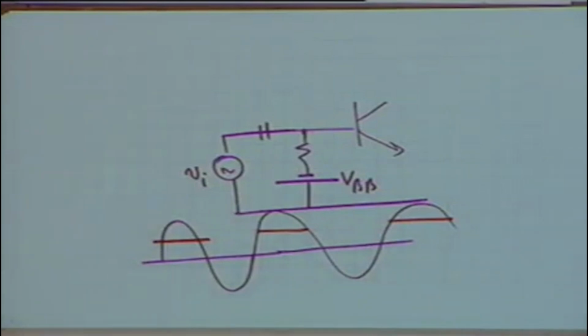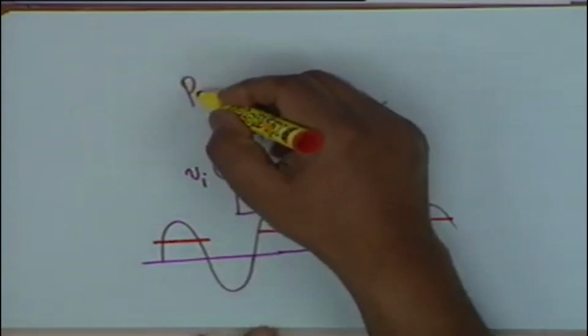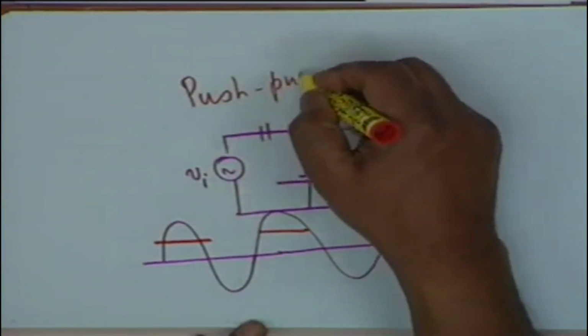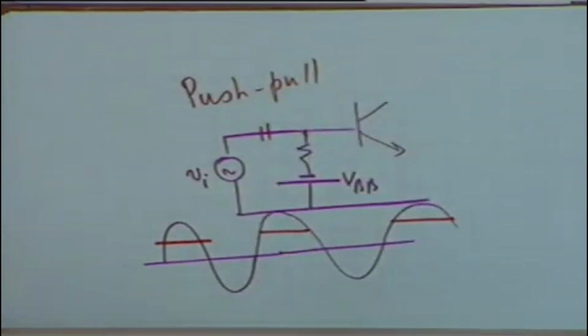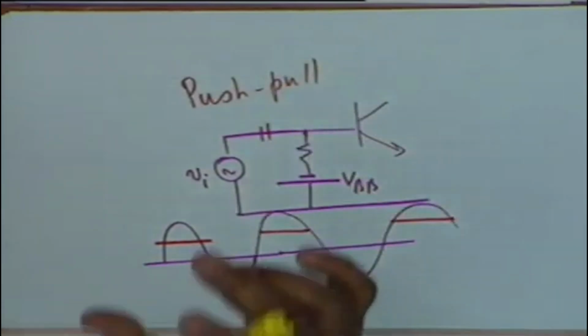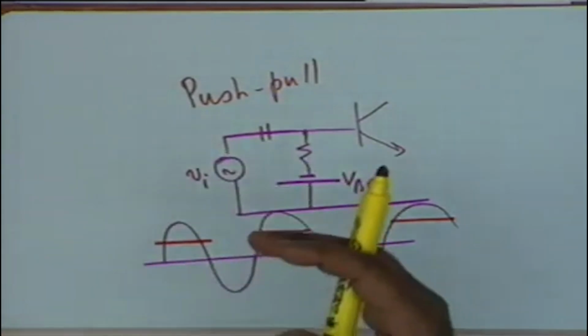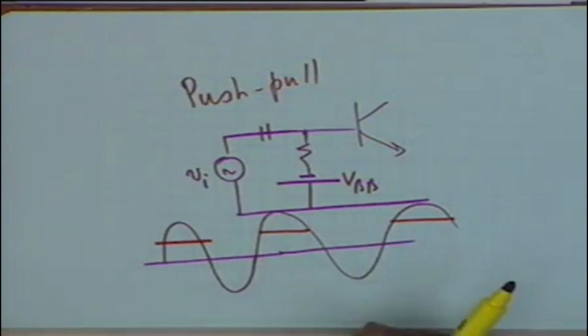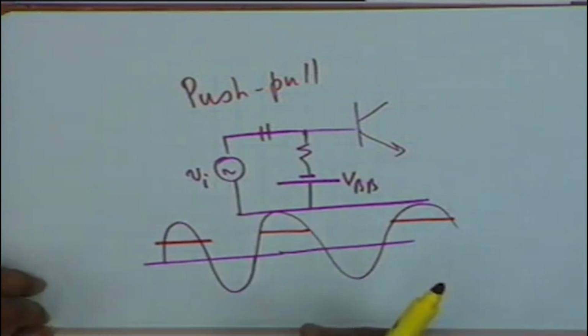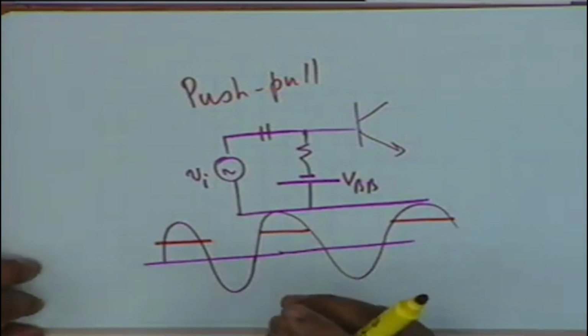Then what is done is 2 transistors are used in a configuration known as the push-pull configuration. The basic idea is that one of the transistors conducts during the positive half cycle, the second one conducts during the negative half cycle, and the outputs are so combined that there is no distortion. This is the advantage of class B.